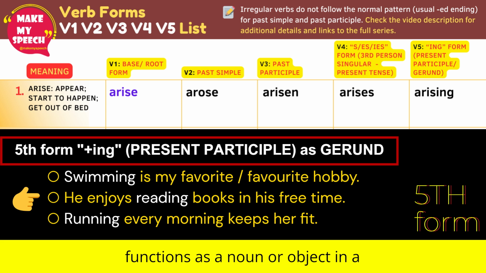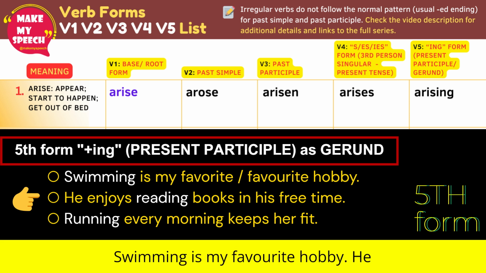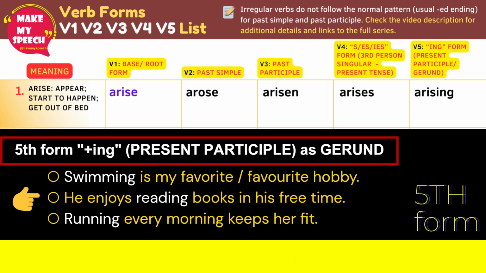A gerund functions as a noun or object in a sentence. Gerund has been made from a root verb and ends in ing. That is, root verb plus ing. Here are some examples of gerund. Swimming is my favorite hobby. He enjoys reading books in his free time. Running every morning keeps her fit.